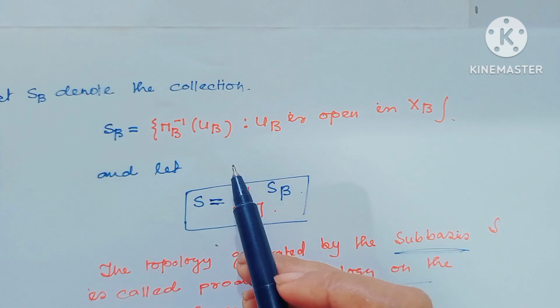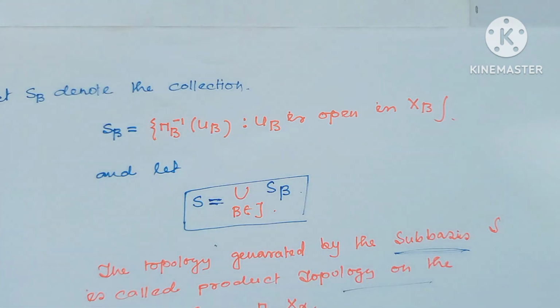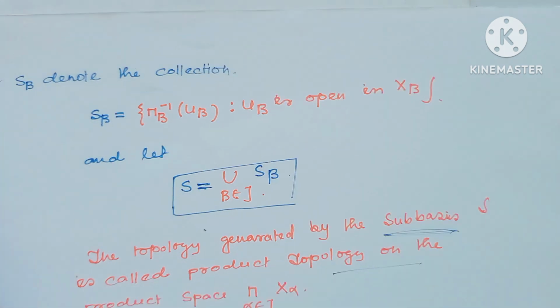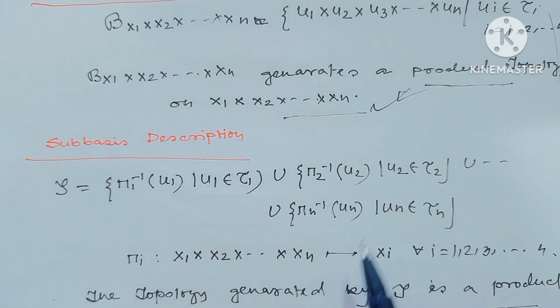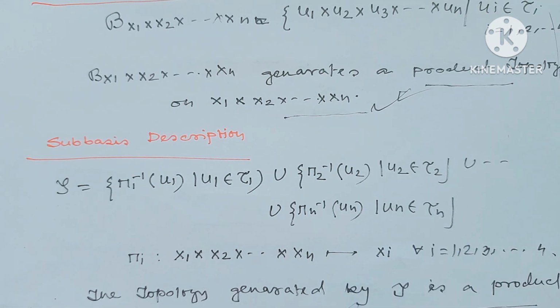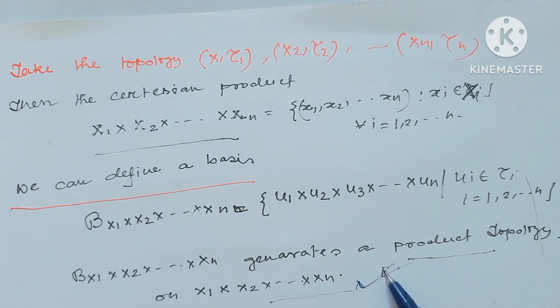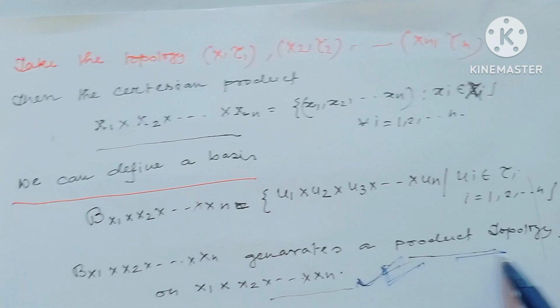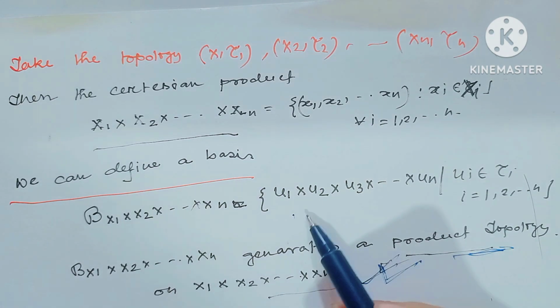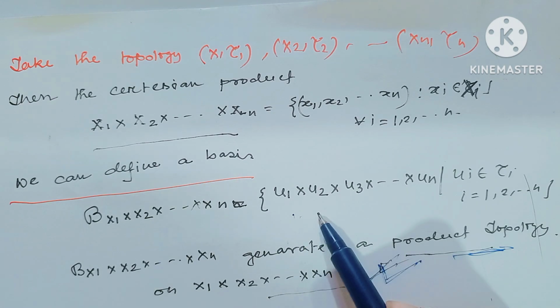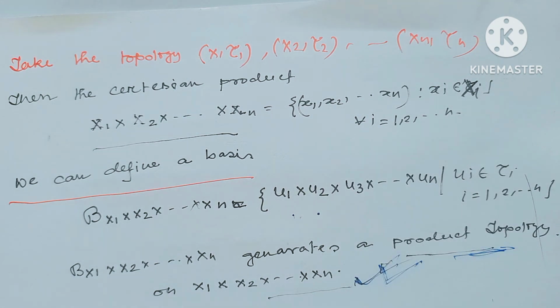of inverse images of projection maps. When the product is finite, then in the finite case this is also a subbasis of the product topology, and it generates the product topological space. But when the topological space is finite, this is also a basis for the product topology. But here for the infinite case, this is a basis for the box topology. Here is the difference between the product topology and the box topology for infinite products.